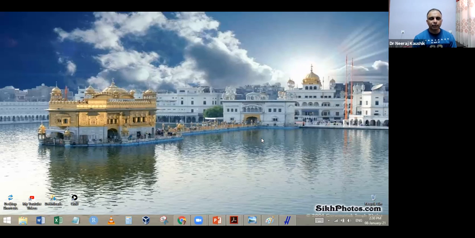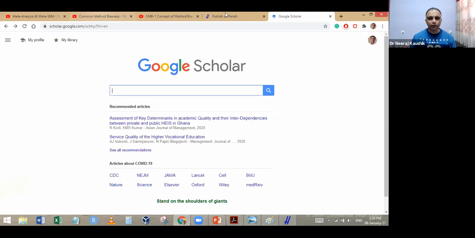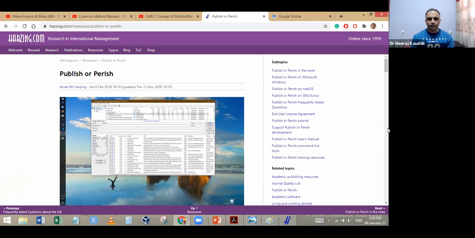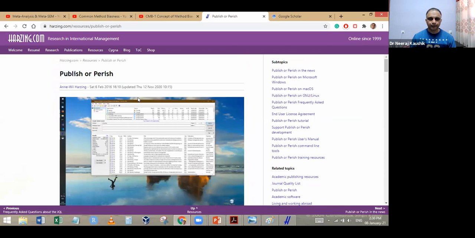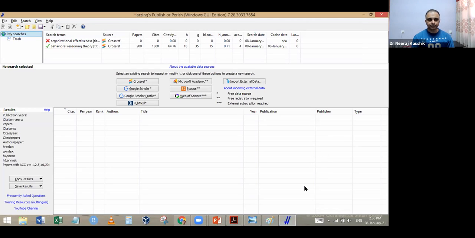So how do we know which papers are very good, highly cited, and which we must write about in our area? Here there is one excellent utility available. The name of the utility is Publish or Perish. It's a very small utility, a small software. You can download it for Windows, download and install it. After installing, you will find things like this.